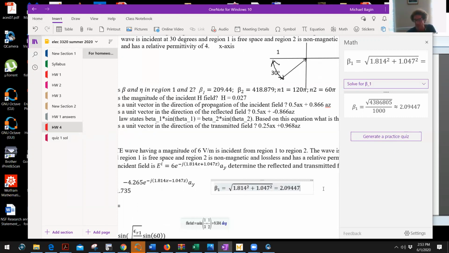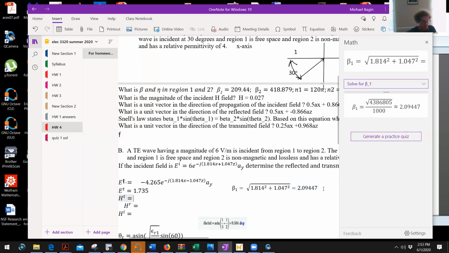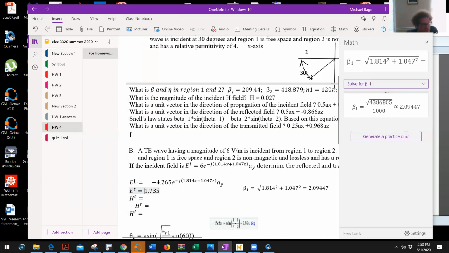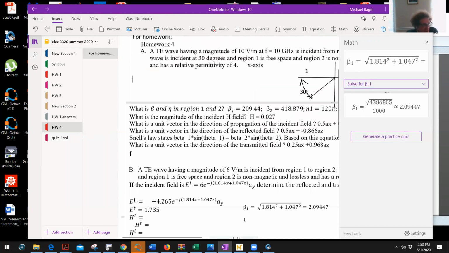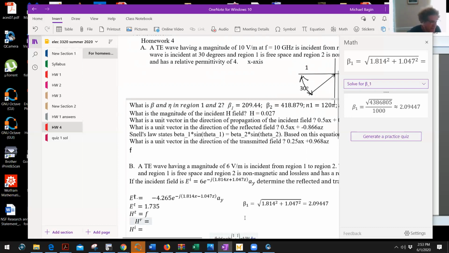Now, how do I get frequency from that? Class? That's beta, right? Come on, how do I get frequency? What is beta? Isn't it omega divided by c for free space? How many remember that? You just did this, right? It's omega divided by the speed of light if it's in free space, and this is in free space. The first one is a wave incident from region 1, which is free space. So that means I can say that the frequency, right? I'll do it right here.